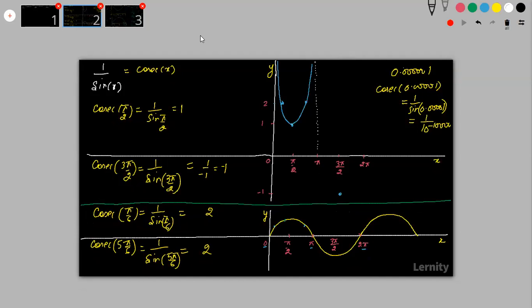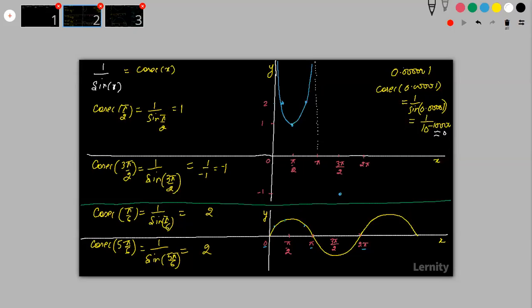It is an approximate value, Vignesh. It is not an exact value. I'm saying that this is approximately of the form 10 to the power minus 9, because this is approximately equal to 0. Okay. Now let's see from pi to 2 pi.